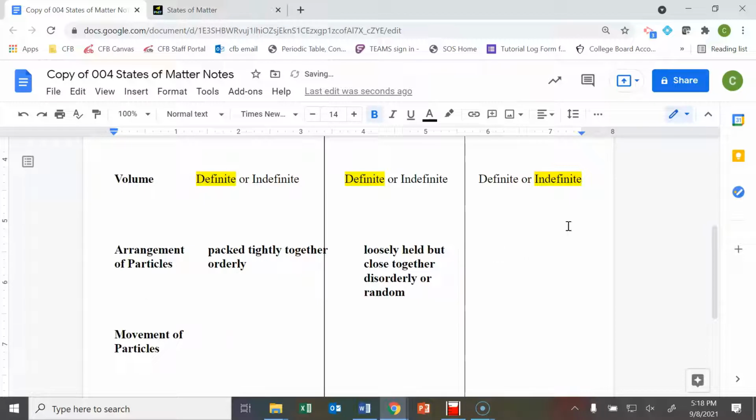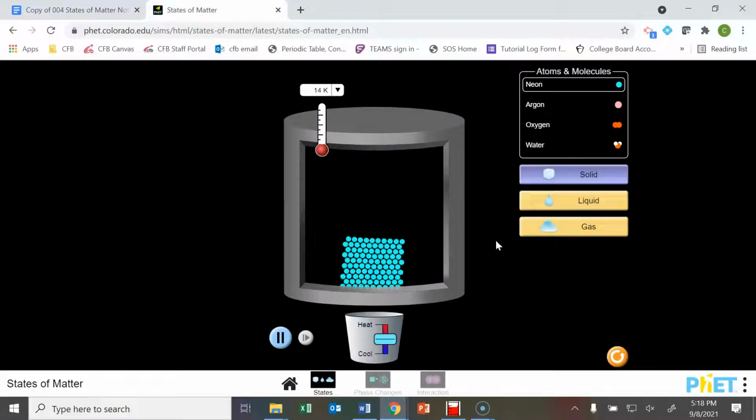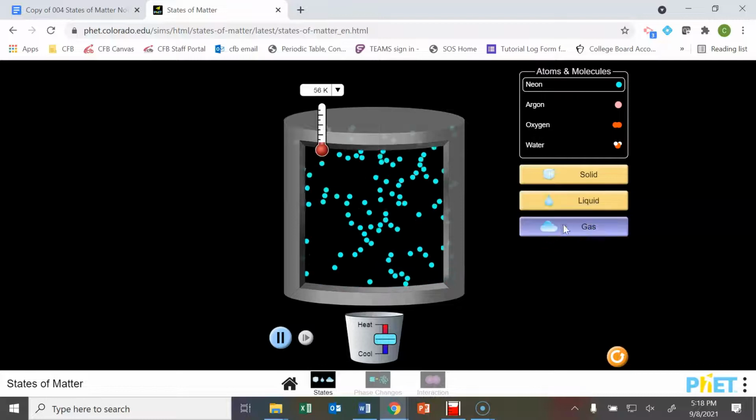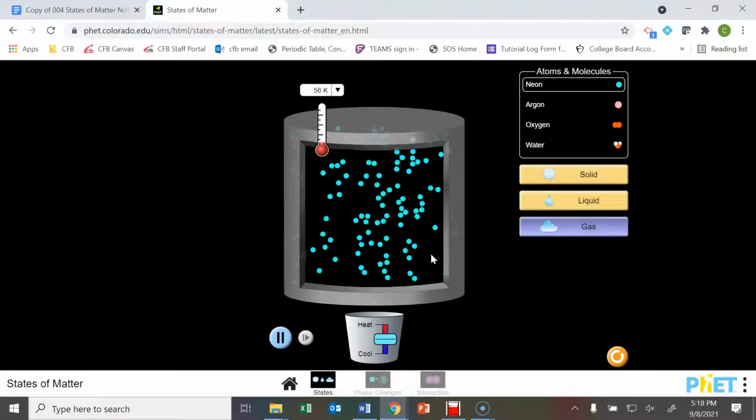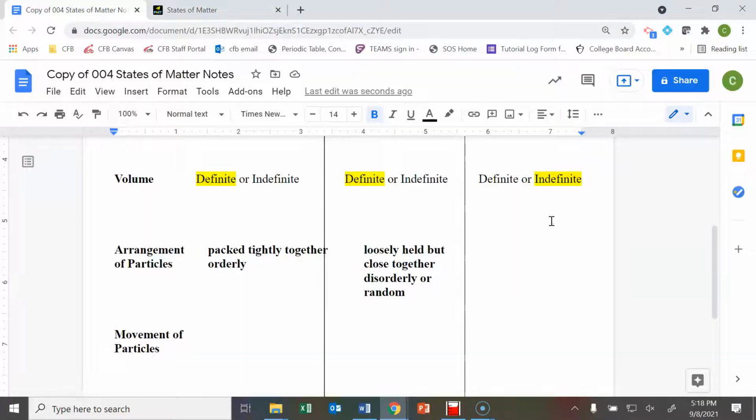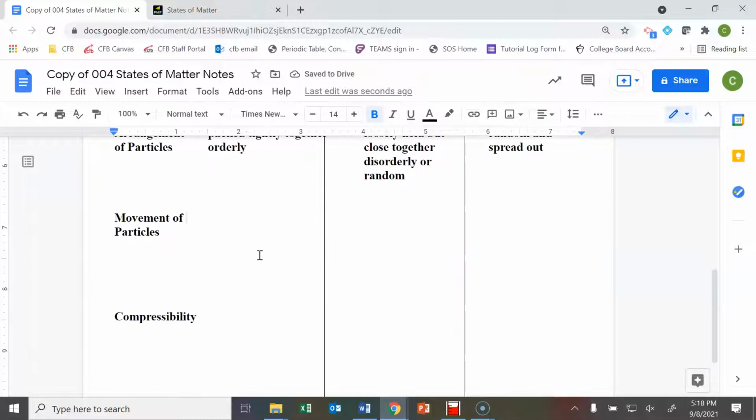Gases are different. The liquids are close together, but kind of disorderly. Gases, they're even more disorderly. They're chaotic. They're all over the place. They're random, and spread out.